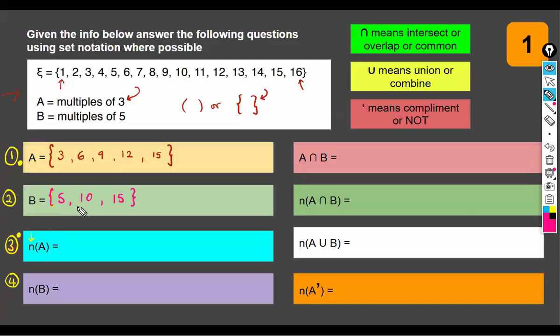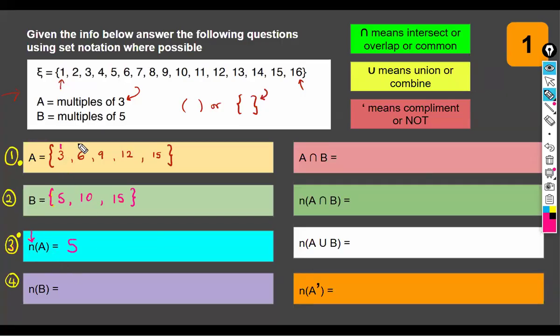The answer for number 3 is 5. And I want to explain why the answer is 5. Question 3 isn't asking you to list all the elements of A, like in the first question, where the multiples of 3 are 3, 6, 9, 12, and 15. There you physically list out all the members or elements. But for number 3, when you see the letter N on the outside, they want you to count up how many answers you have. The N stands for the number of answers.